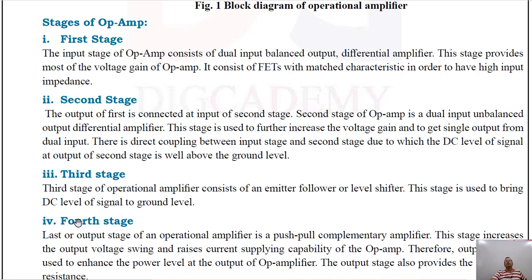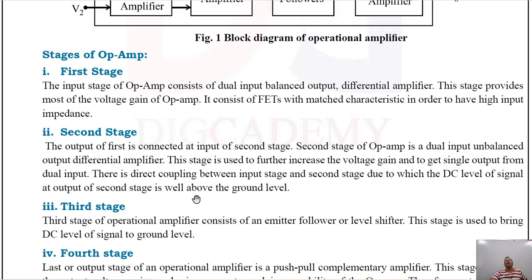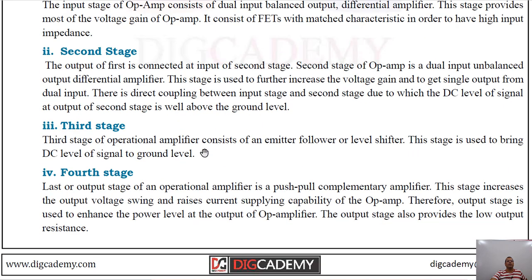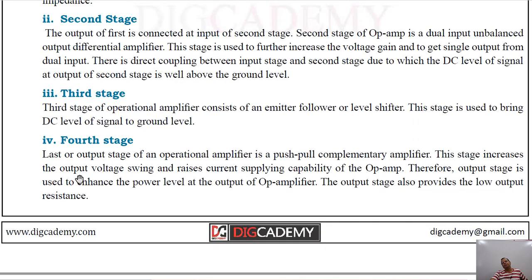This stage is used to bring the DC level of the signal to the ground level. It means the DC level of the signal was shifted at this stage. We were not having zero output even when there was no input applied. So that DC level is brought back to ground or zero level by this level shifter. Let us see the fourth stage.